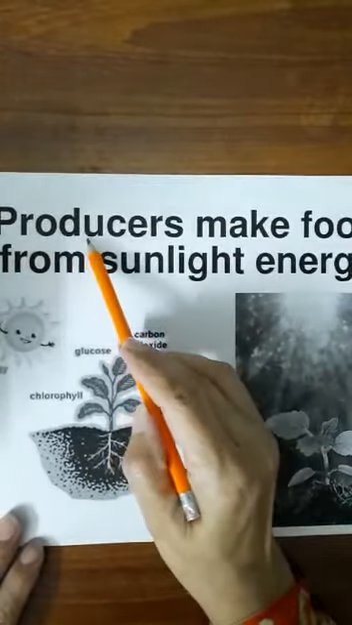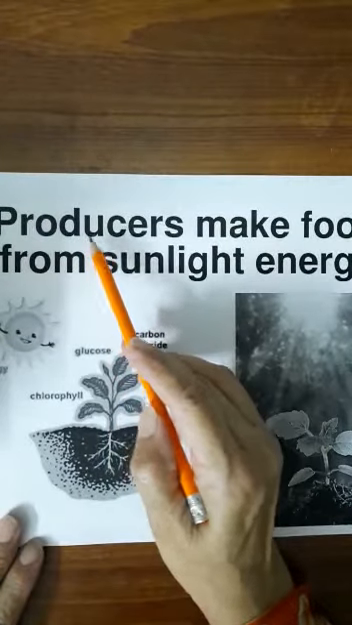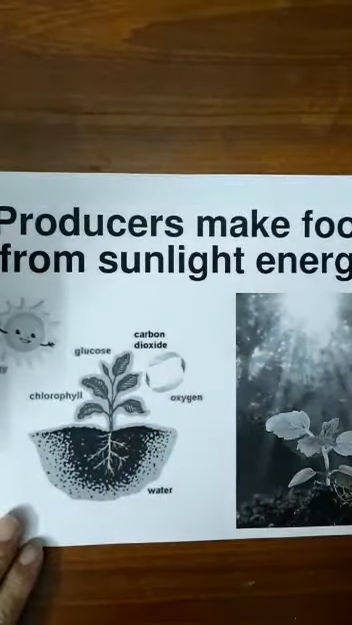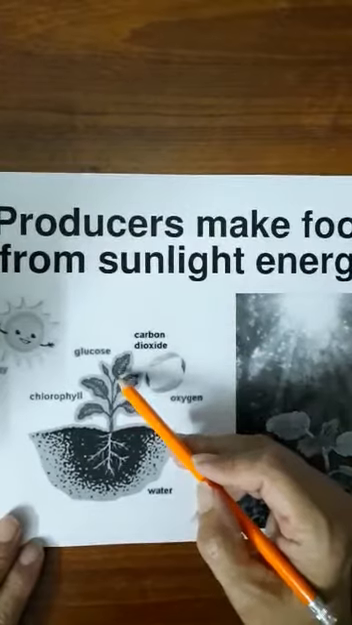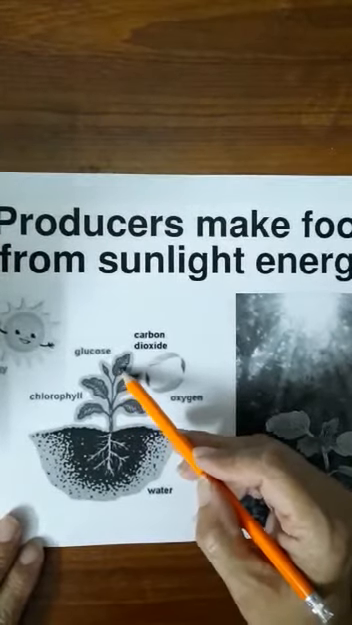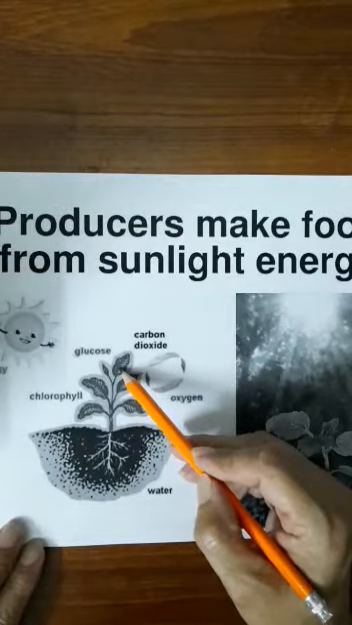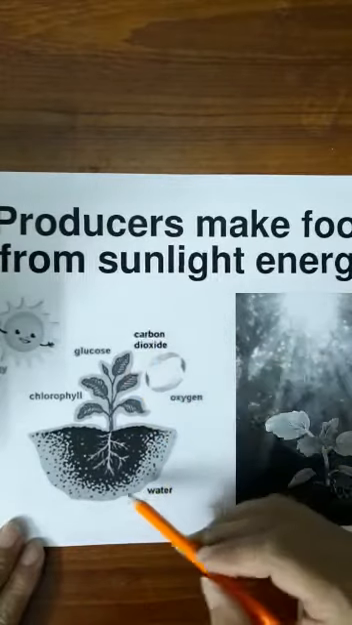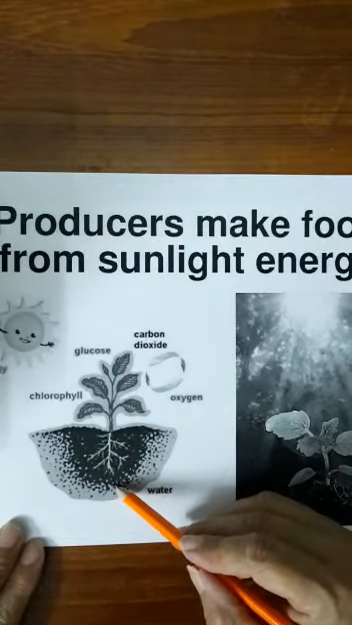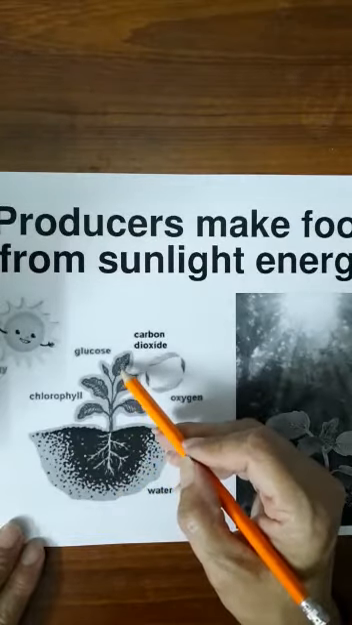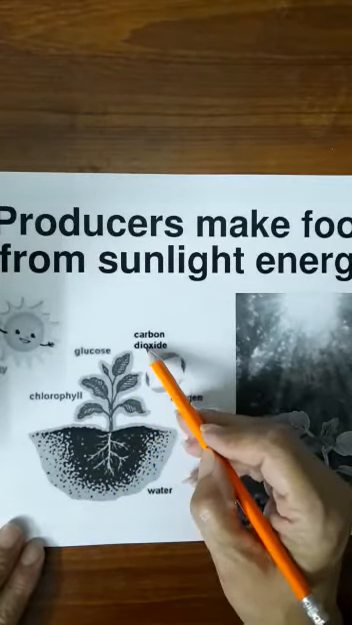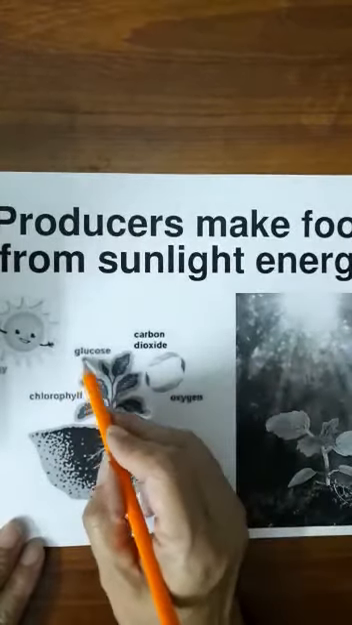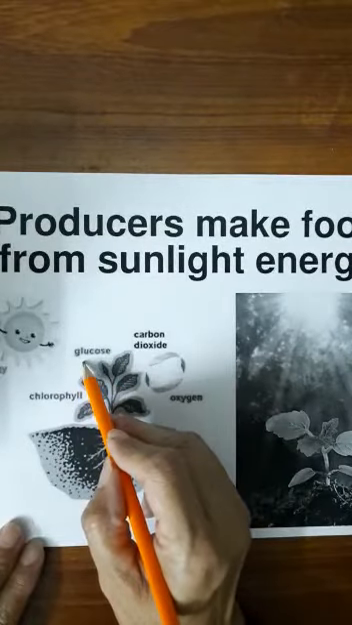Why are plants known as producers? Plants are known as producers because they can make their own food from sunlight energy. How do they make their own food? They have a special part called the leaves. In the leaves, carbon dioxide is absorbed from the air, and from the roots the plant absorbs water, which reaches the leaves. In the leaves, carbon dioxide and water react with each other and glucose is made. Glucose is the food which the plants make.